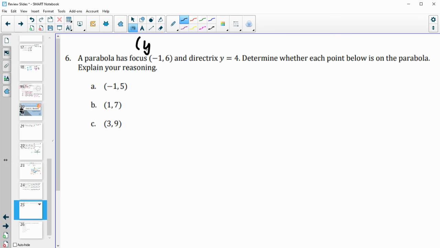I'm just going to write out the equation here. So y minus the directrix, so (y minus 4) squared should equal x minus the x coordinate, so (x plus 1) squared, and then plus y minus the y coordinate, so (y minus 6) squared. So these two things should be equal. So (x plus 1) squared plus (y minus 6) squared should equal the y coordinate minus 4 squared. So let's just plug these in here.